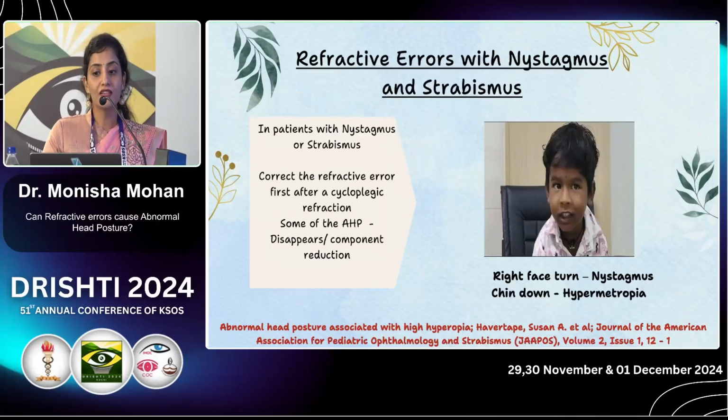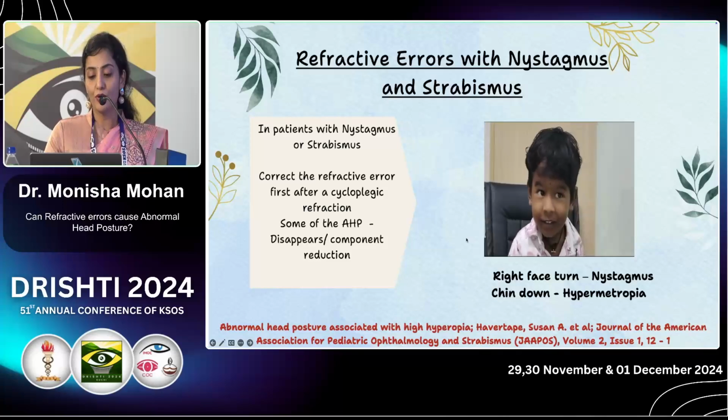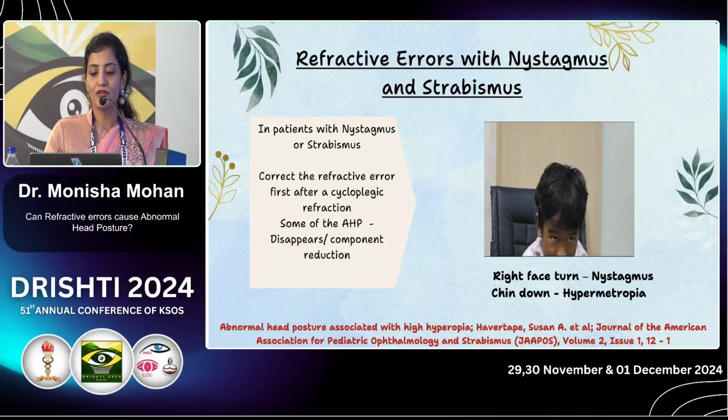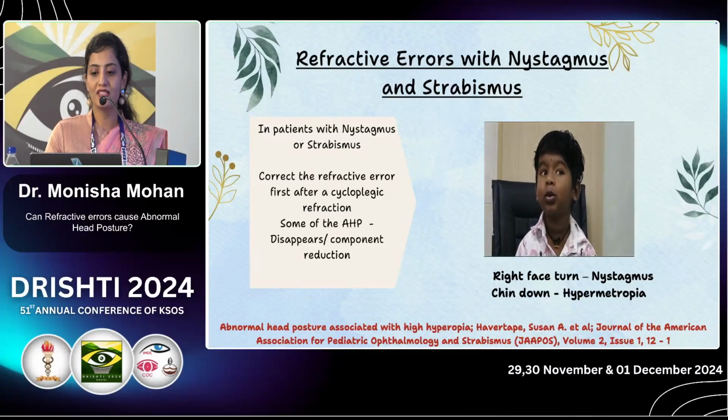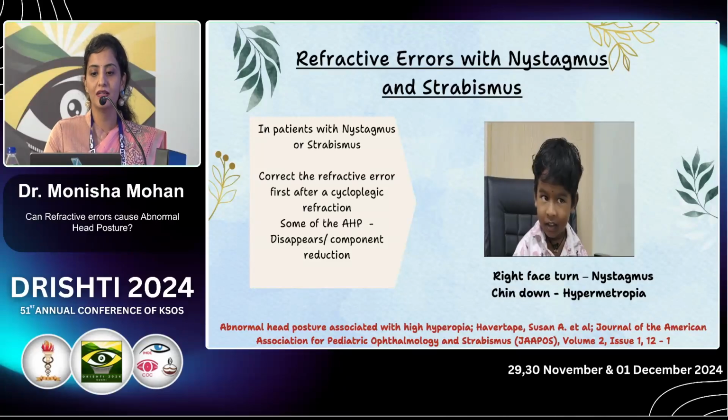Now, with refractive errors, nystagmus and strabismus, many a time you could see these overlapping conditions. So this was the same boy who had high hypermetropia and a nystagmus. Now he is using the right face turn because he has a left null gaze for the nystagmus, and then the chin down for the hypermetropia. So at least one of the components will get corrected if you correct them with the spectacles.